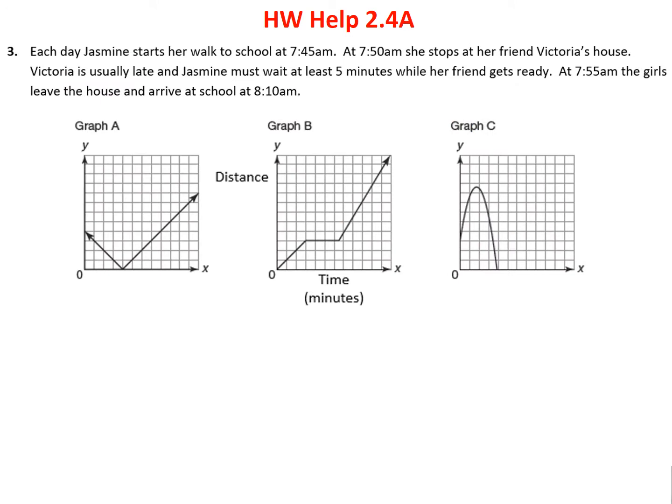Problem 3, it says that Jasmine starts each day to walk to school at about 7:45. And then 5 minutes later at 7:50, she stops at her friend Victoria's house. And she usually waits around here for another 5 minutes while her friends get ready. And then at 7:55, they start off again.